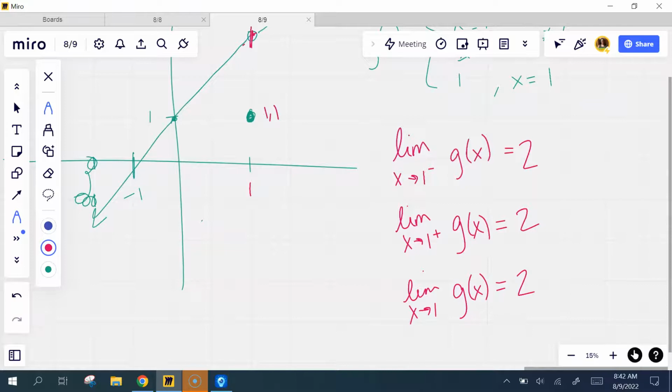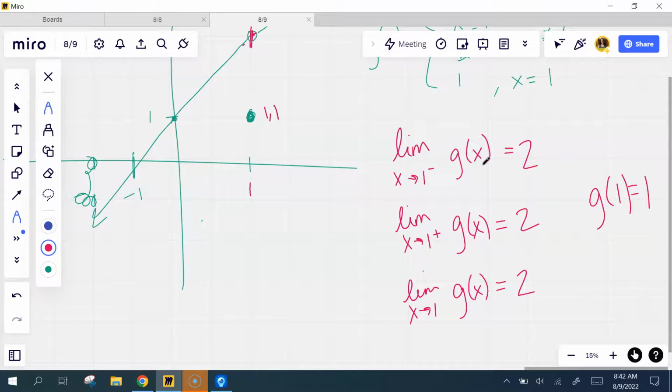But notice the limit. The limit as you come in from the left and the right is 2, which means that the whole limit at that number is 2. What is g of 1? Now they're different. Just because you're defined at a specific value doesn't mean that that's the value of your limit. Does that make sense? Yes, no, maybe.